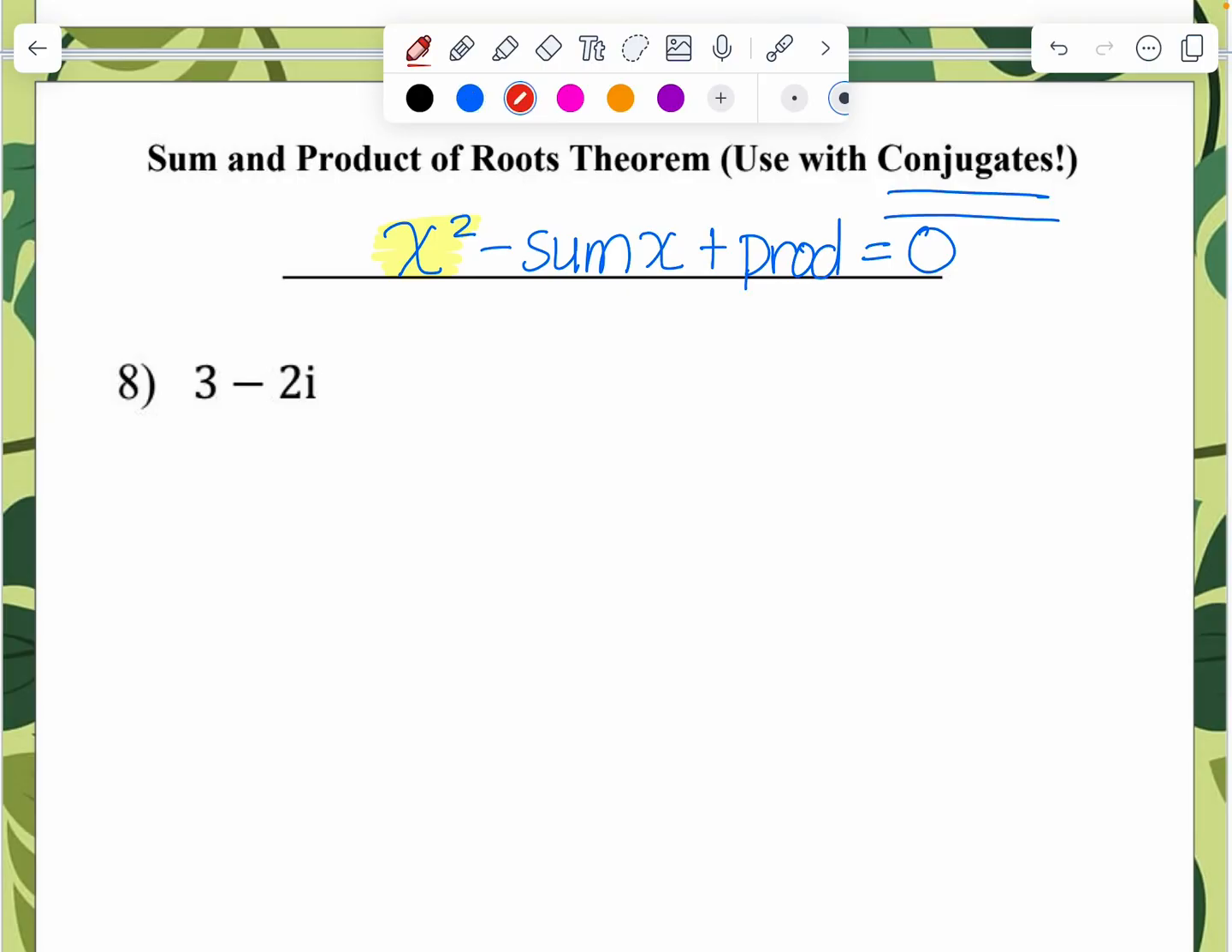This sum refers to the sum of the conjugates. So we're going to take those conjugates and add them together, the plus and the minus. And the product refers to the conjugates as well. So the biggest thing we have to remember is we always get x squared up front. We're always using the opposite of the sum times x, and then we're always adding the product of the conjugates at the end. So let's go ahead and do it.